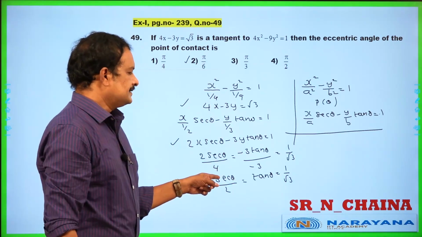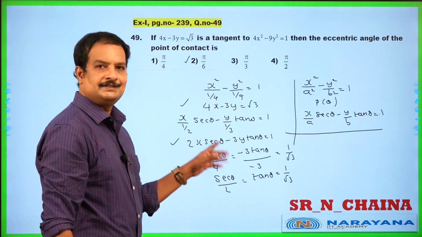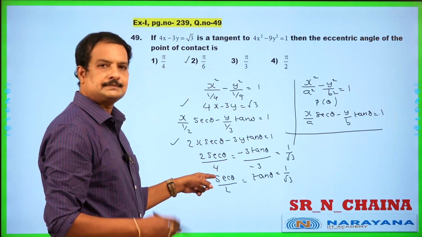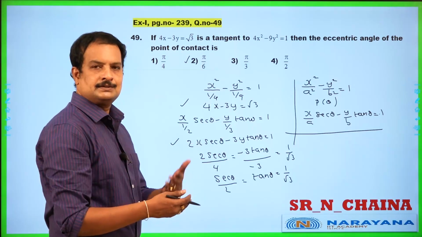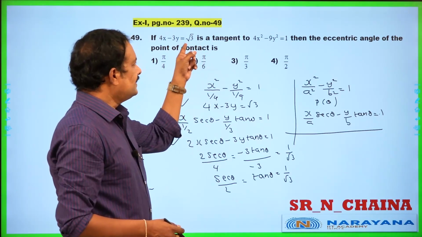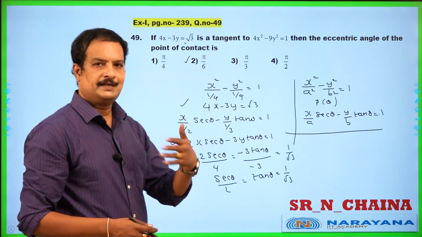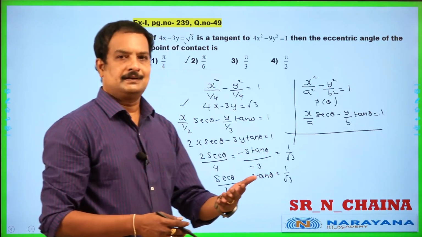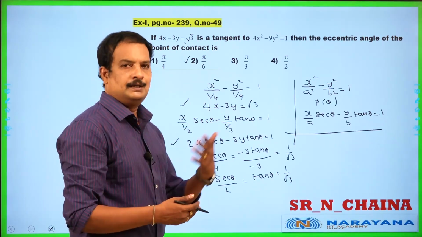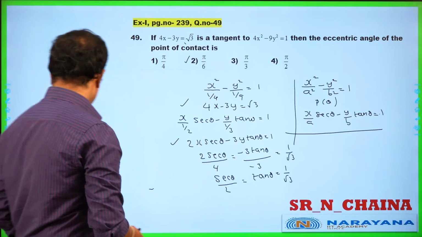In this case, secant theta and tan theta, both the values we got there. Very clearly tan theta is 1 by root 3, at the same time secant theta is 2 by root 3. So very clearly theta is pi by 6. That is the answer. We assumed that this line is a tangent to the hyperbola at a point theta. So at that point theta, we took the tangent equation and compared both of them. Now let's go for the next question.